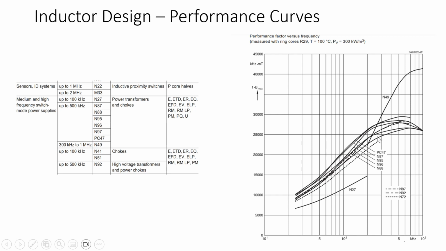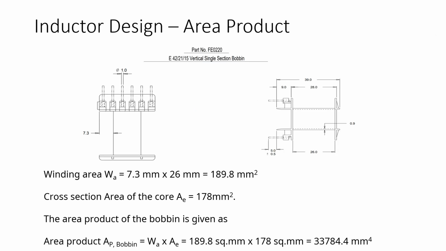So we usually choose a core which has the highest value of this product. But as the N87 cores are easily available, we can also use this core for our 400 kilohertz frequency, because this product is not very different from the other cores. So now we go to the next slide.